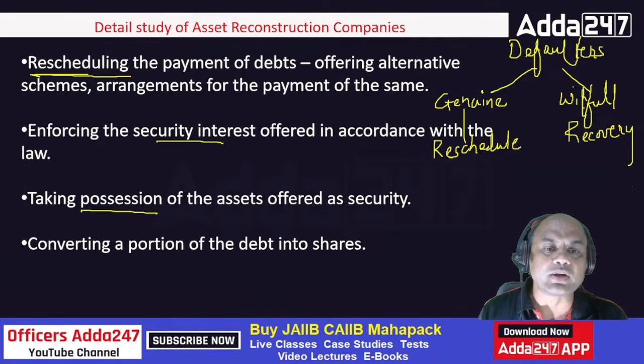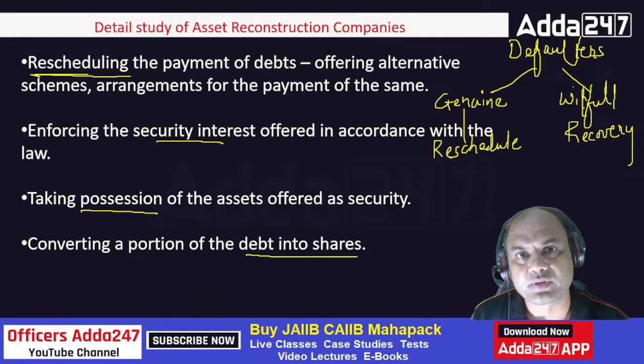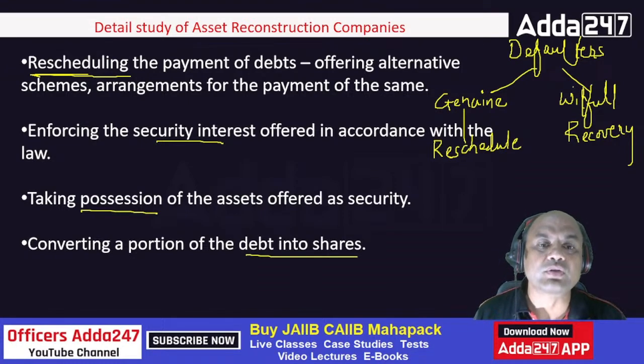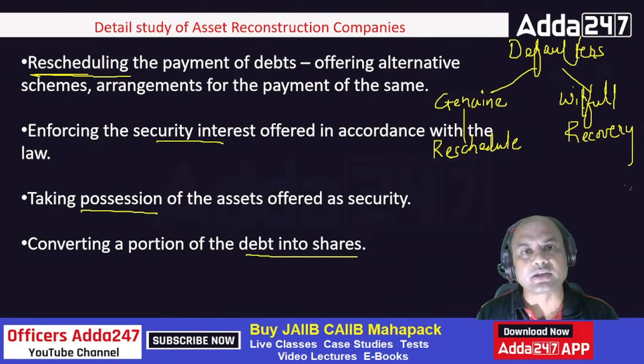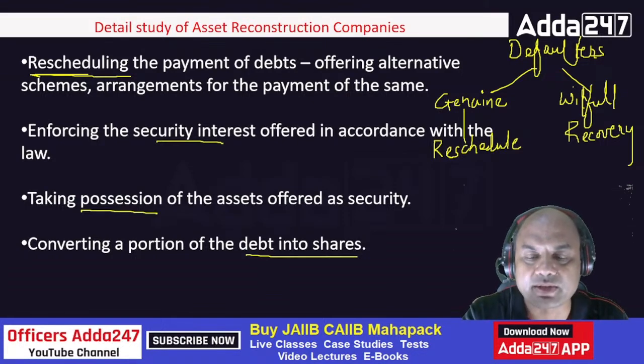Okay. Converting a portion of the debt into shares, that is also a point. This is known as convertible debt or hybrid debt. So this debt can be converted into shares and then it can be sold to anyone who is interested in buying this. Okay.